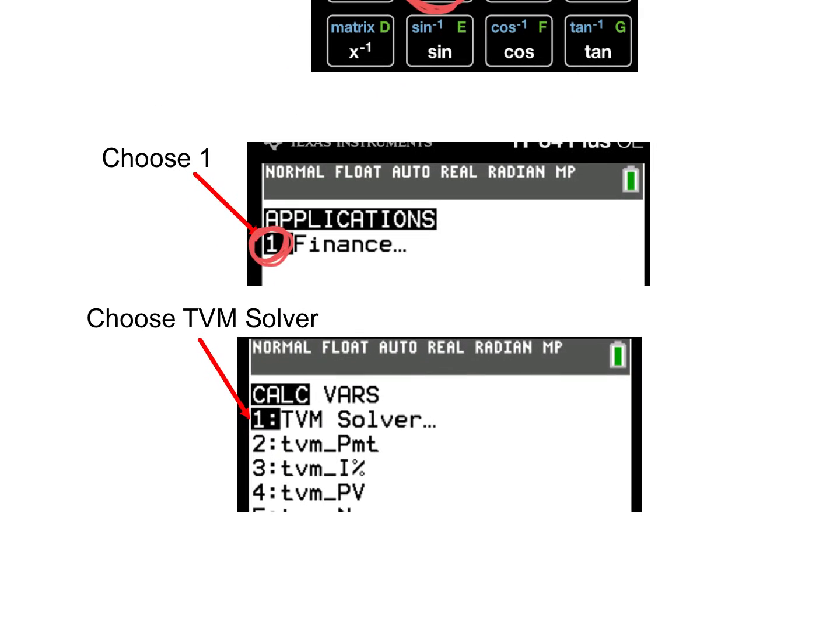And then of those, they have multiple finance apps, but the number one choice, as in must be their best, is the TVM Solver. And that TVM stands for Time Value of Money.